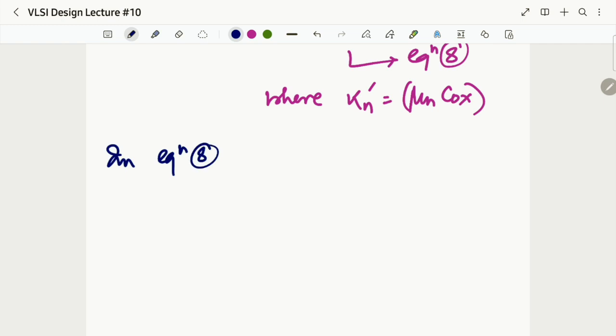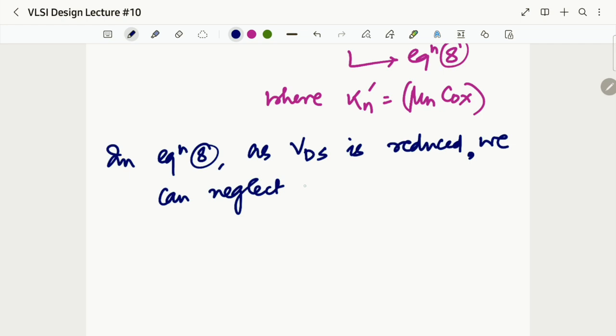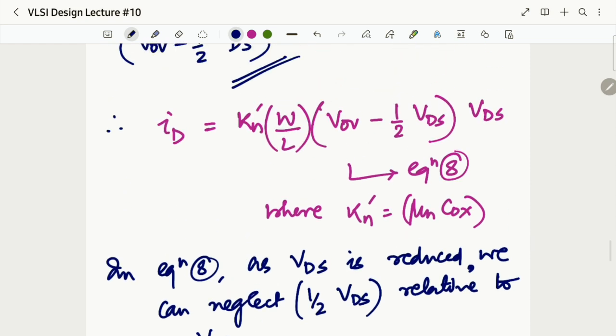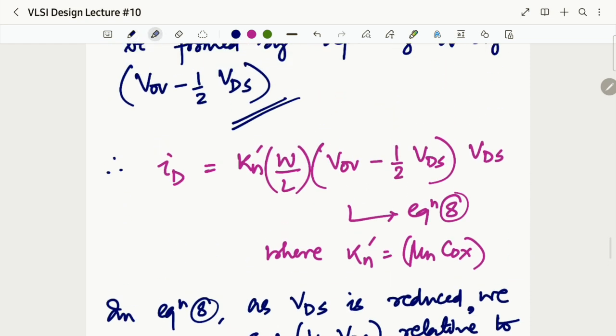in equation 8, as VDS is reduced, we can neglect the half of VDS term that we have written in equation 8 relative to VOV. See, in this equation we have got two VDS terms. One that is getting multiplied with the whole equation, and the other that we have currently introduced in equation 8, that is half of VDS.